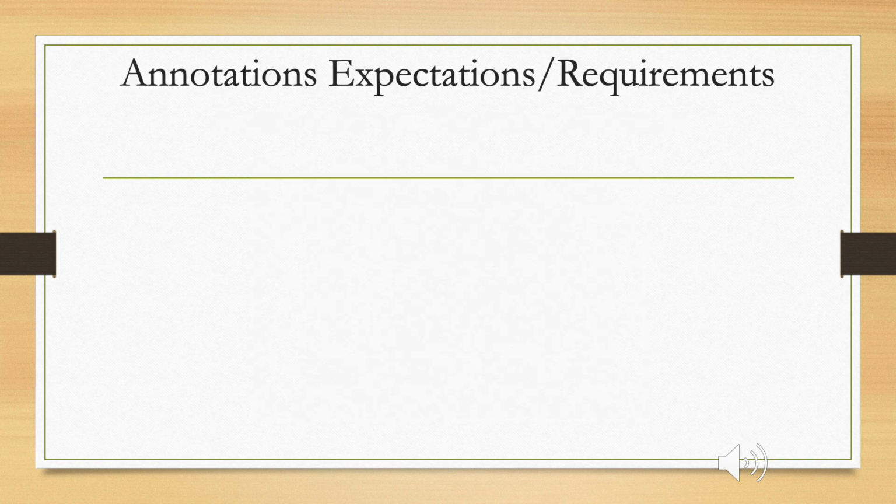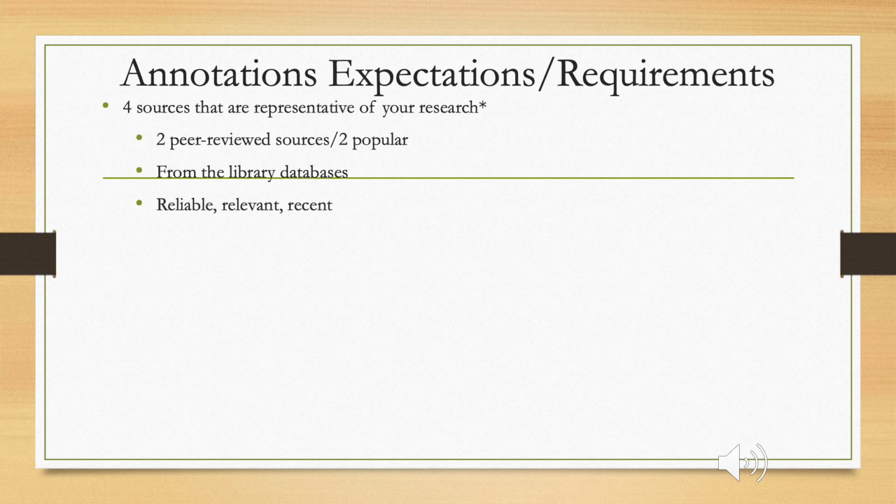So let's talk about some of the annotation expectations and requirements. So you're going to be doing an annotated bibliography for a total of 4 sources. But we're splitting this up into your first 2, which are due next Sunday, which are your peer review sources. And then the other 2, so annotations 3 and 4, will be from popular media sources, and those will be due the following Sunday.